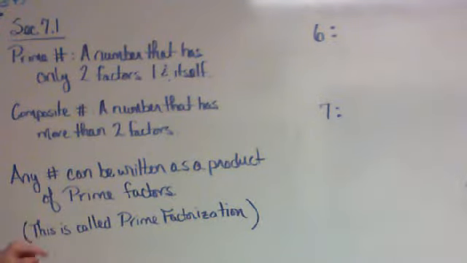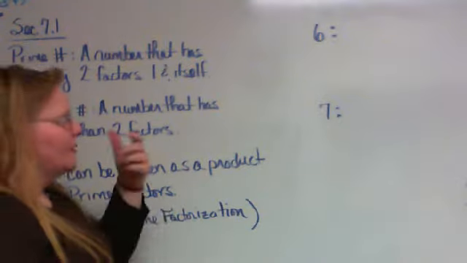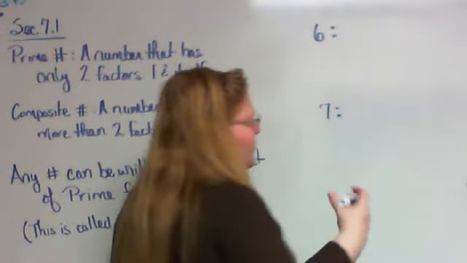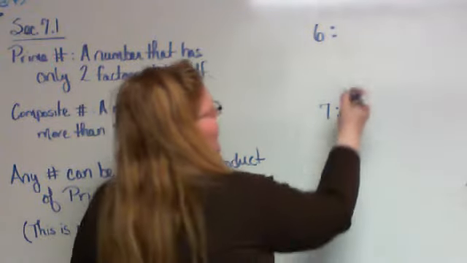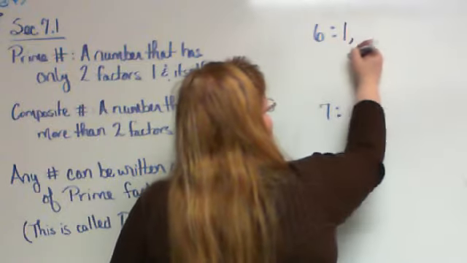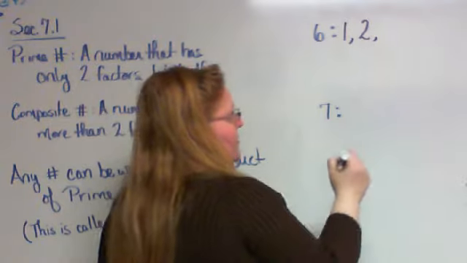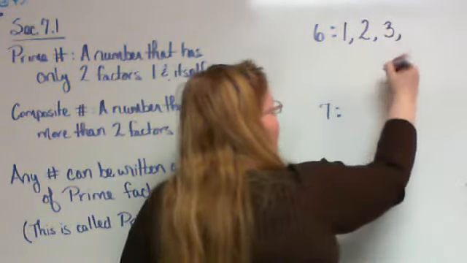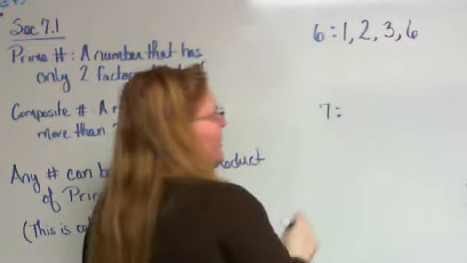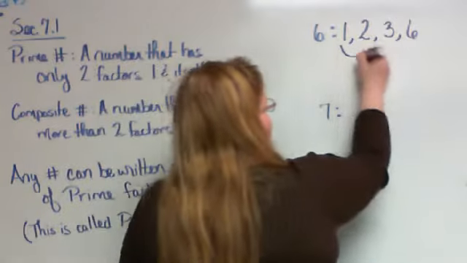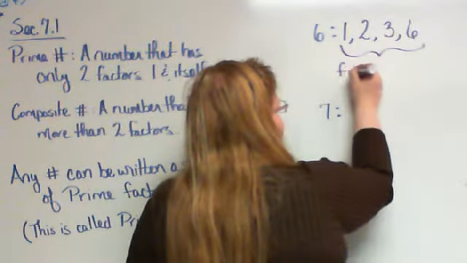That one right there. And the act of writing it as a product of prime factors is called prime factorization, which is what we're doing today. So let's talk about the number 6. The number 6 has different numbers that can go into it evenly. So 1 goes into the number 6 evenly, 2 goes into the number 6 evenly, and 3 goes into the number 6 evenly, and 6 goes into the number 6 evenly. All those can be divided into 6 evenly, which means that all of these are factors of 6.